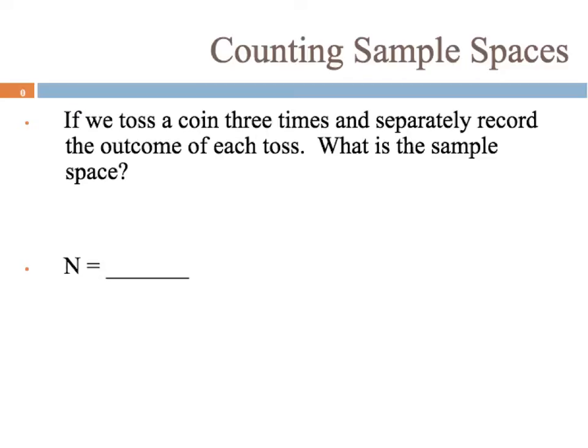Well, first let's actually list out the sample space. So what I could have is heads, heads, heads. Okay. There's no super quick way to do this. We just have to list everything out. We could have heads, heads, tails. We could have heads, tails, heads. And we could have tails, heads, heads.